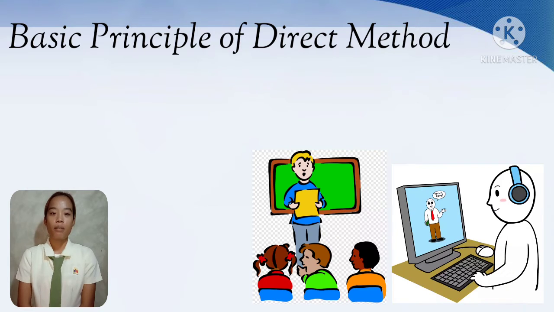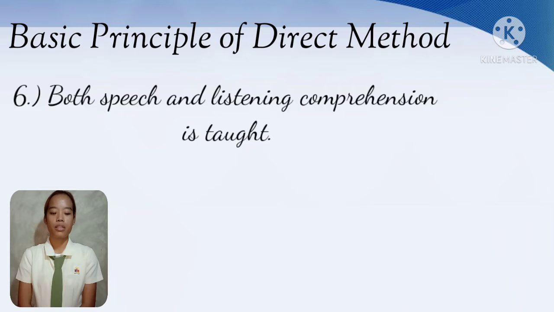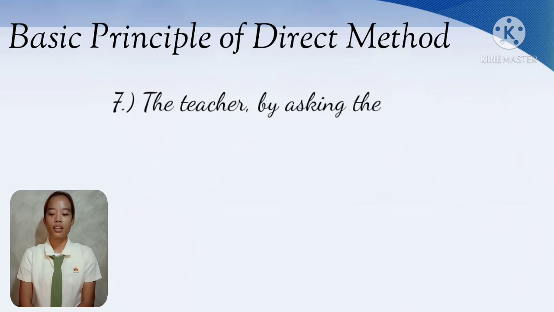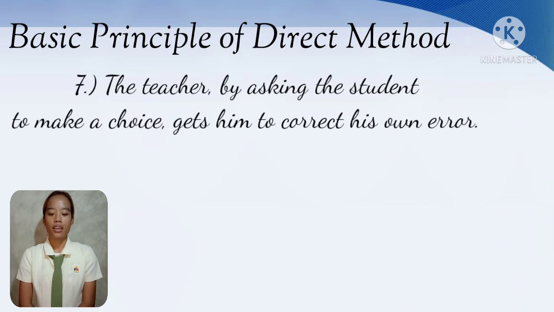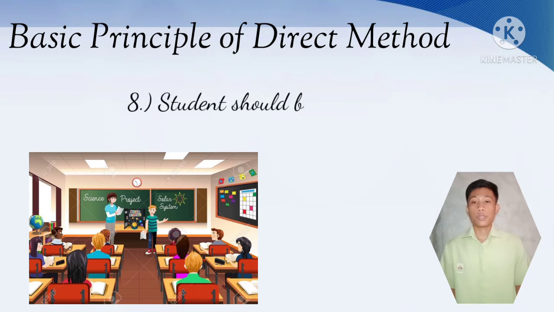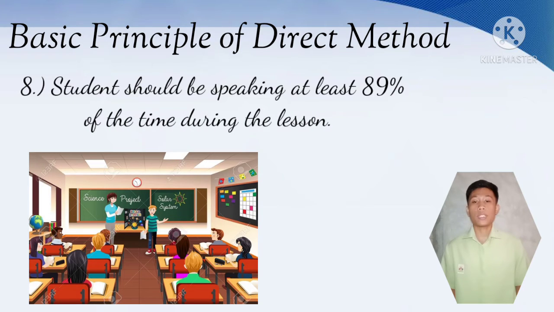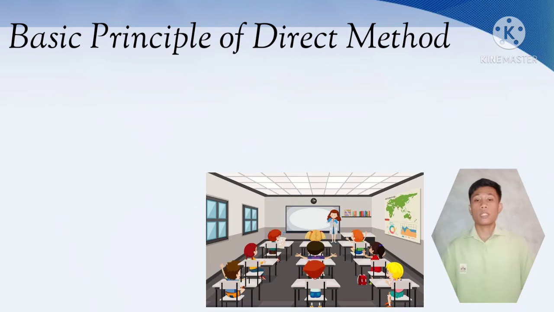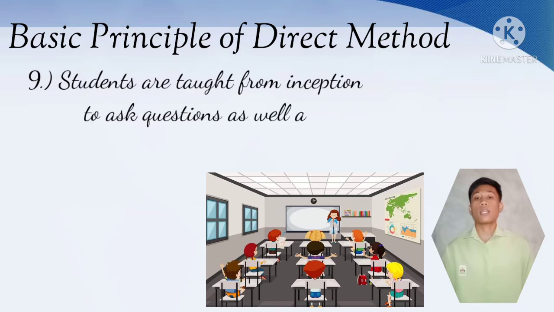Number six, both speech and listening comprehension are taught. Number seven, the teacher asks the students to make a choice and gets them to correct their own error. It means learning by self-correction. Number eight, students should be speaking at least 80% of the time during the lesson. Number nine, students are taught from inception to ask questions as well as answer them.